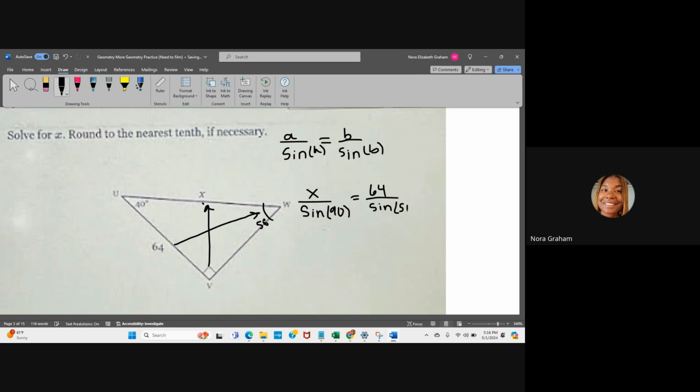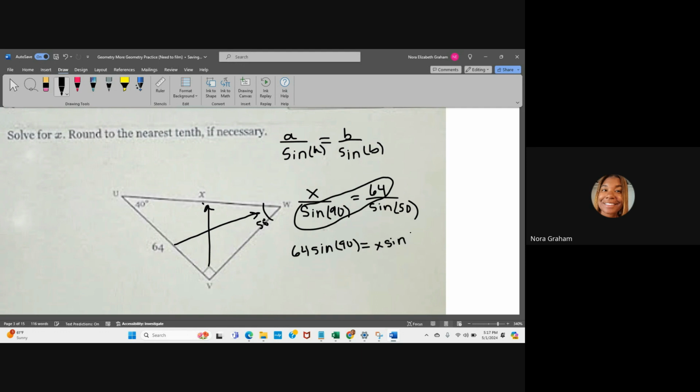Now I can cross multiply. All right, because we're going to solve for x, and we're going to treat this just like we treat our algebraic expressions when we're solving. All right, so butterfly method, cross multiply. I do 64 times sine of 90, and that's going to be equal to x times sine of 50.